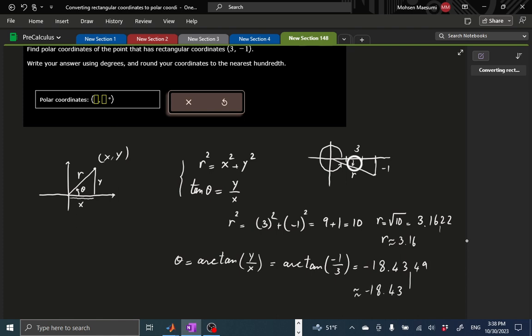So we just wrote down the easier one, which is this negative angle here. If you want the positive angle, just add 360 to this and you get another answer. So 3.16 and minus 18.43. Pay attention that it's degrees. You have to set your calculator into degrees. And make sure your arctangent works correctly.